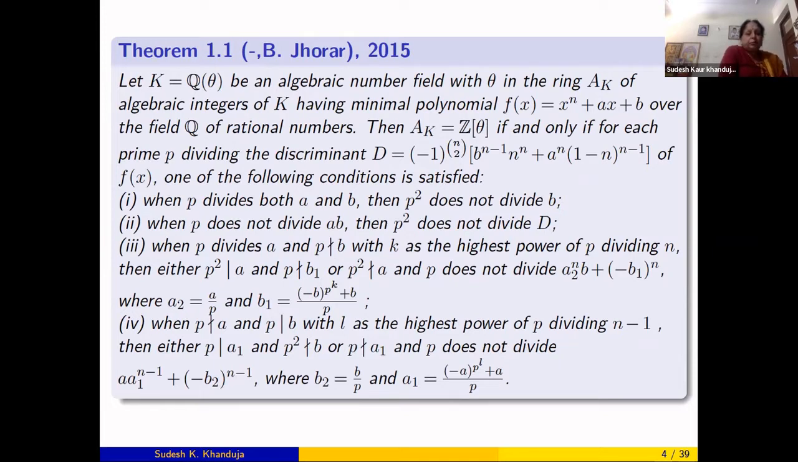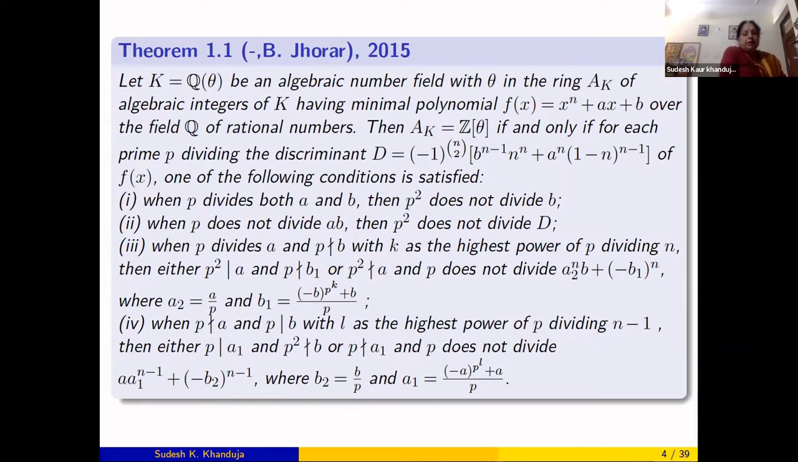Number one, when p divides both a and b, then p squared does not divide b. And number two, when p does not divide ab, then p squared does not divide the discriminant D of f(x). Number three, when p divides a and p does not divide b, with k as the largest power of p dividing a, then either p squared divides a and p does not divide b_1, or p squared does not divide a and p does not divide this expression, where a_2 equal to a over p and b_1 equal to (-b - b^{p^k})/p.